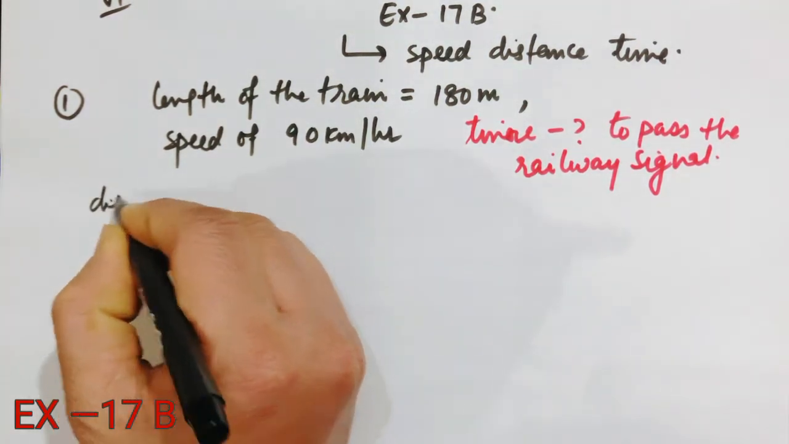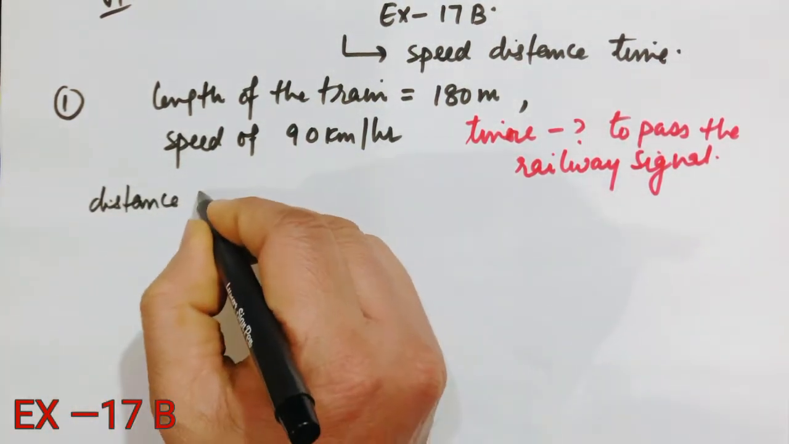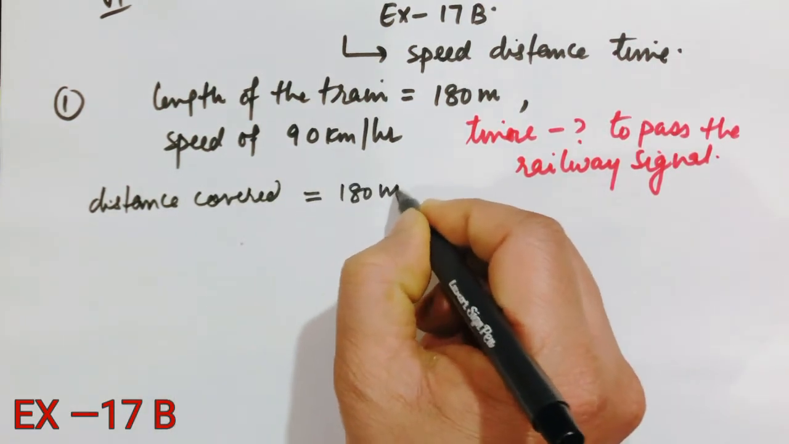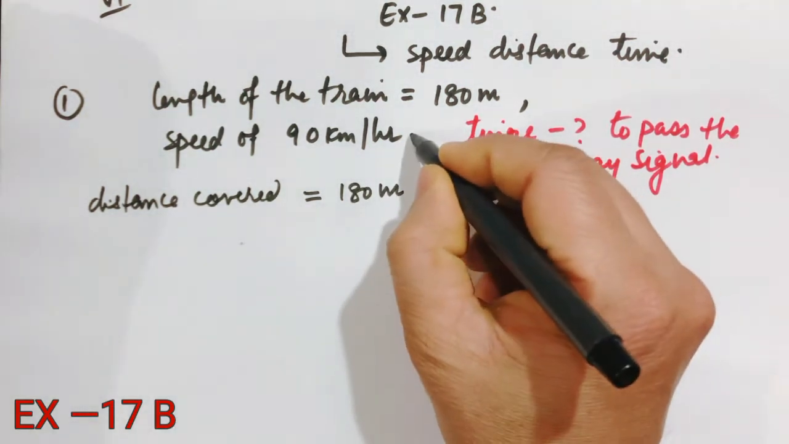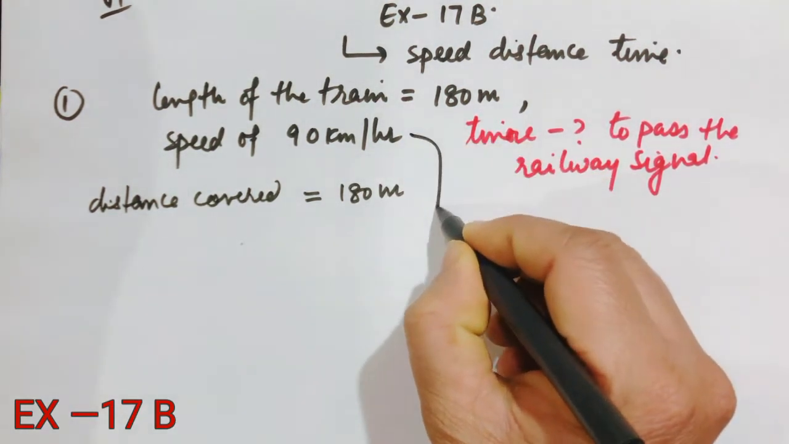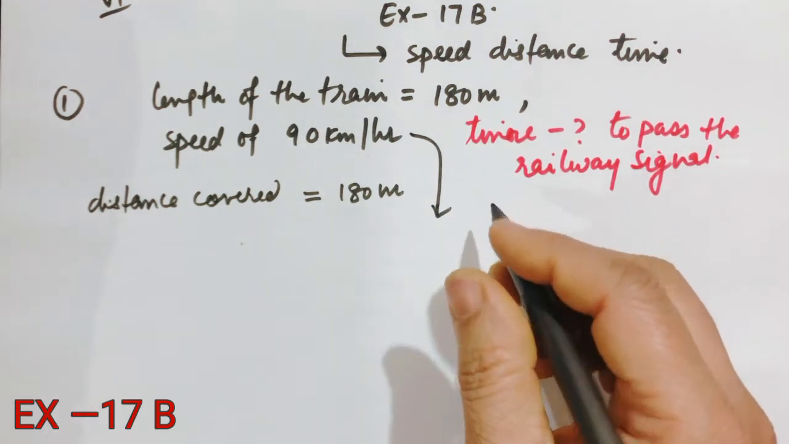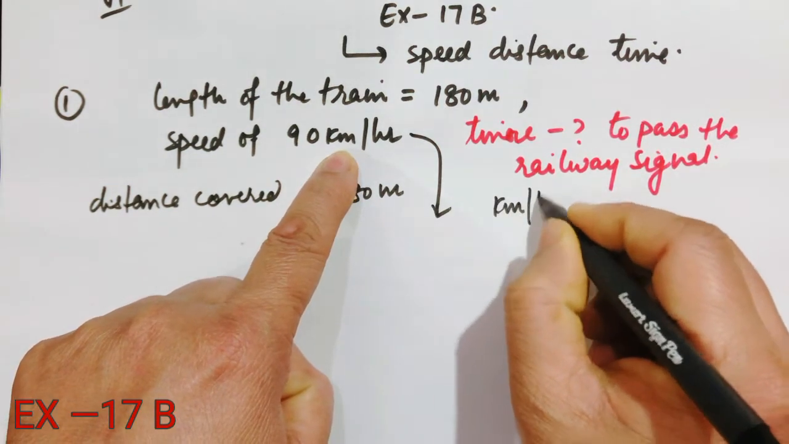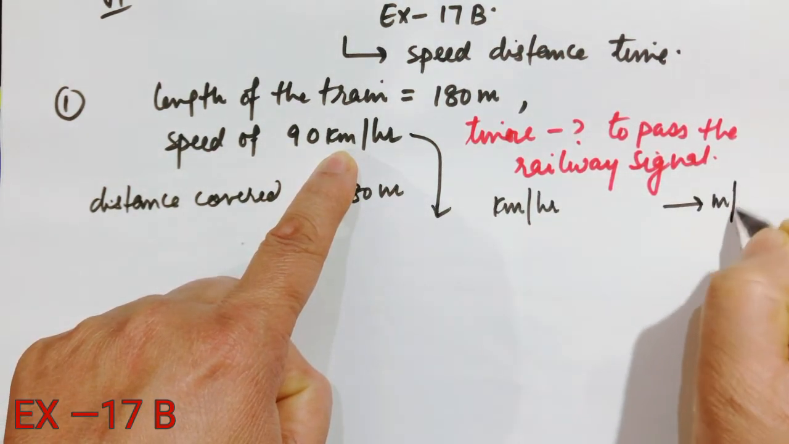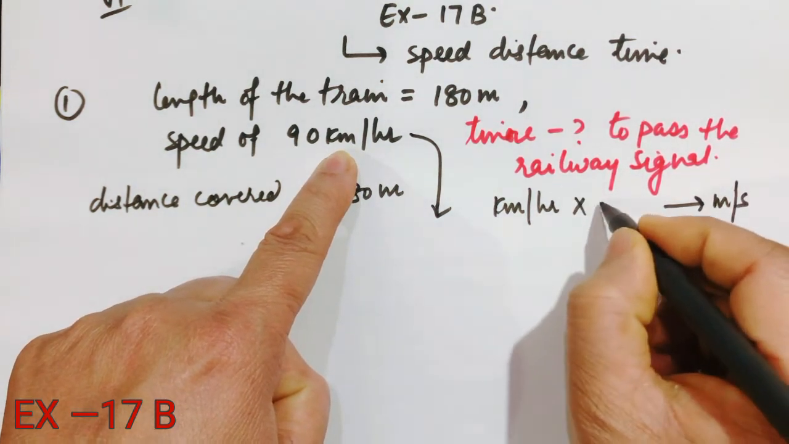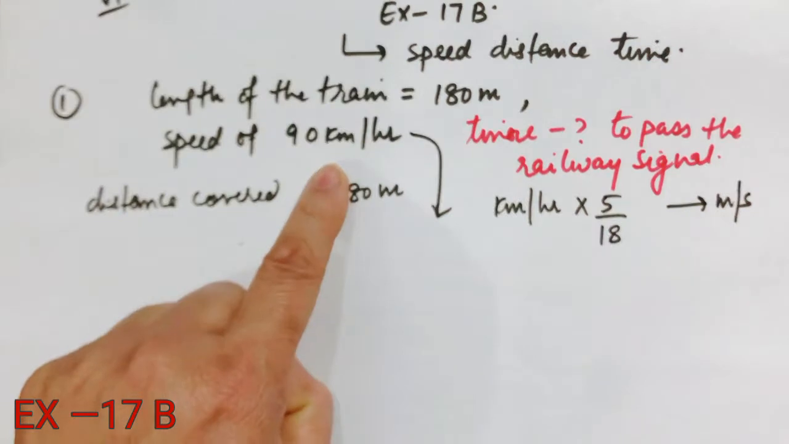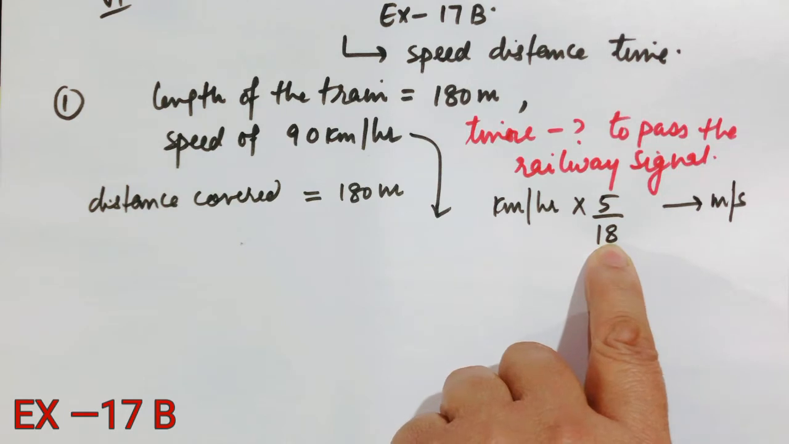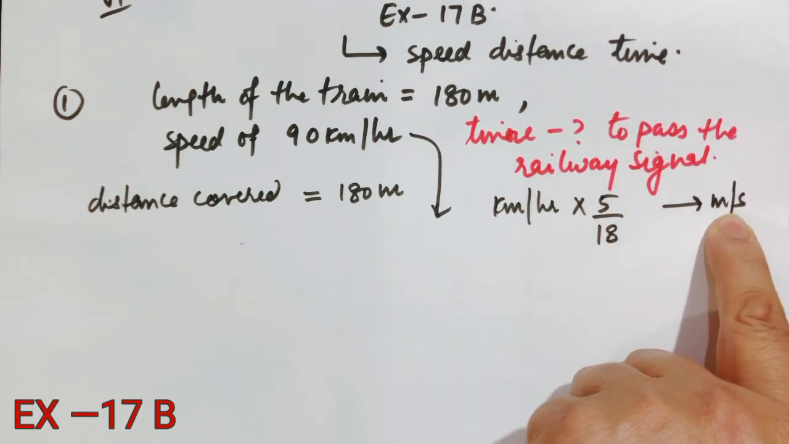So the distance covered by the train is equal to 180 meter. Now speed. What had I taught you in the previous class? I had taught you that in order to convert kilometer per hour to meter per second, you will have to multiply by 5/18. Please look at the previous video. Why 5 on the top? Because you are converting to a lower unit.